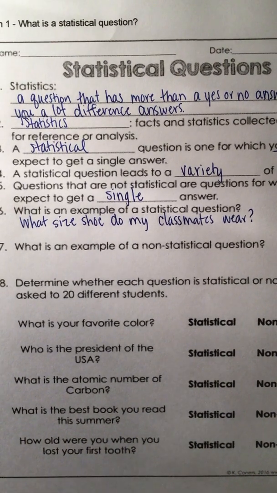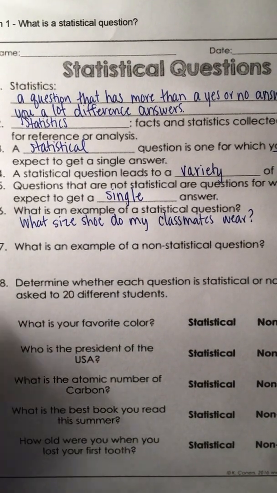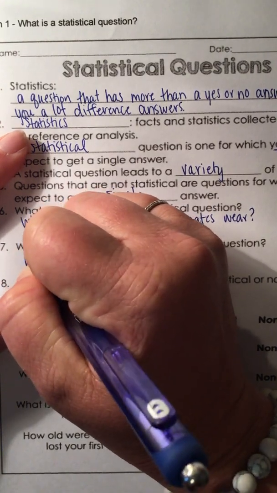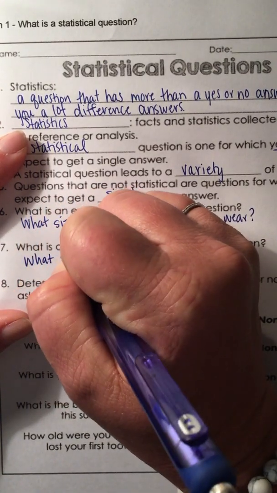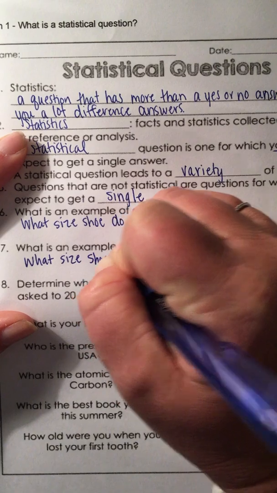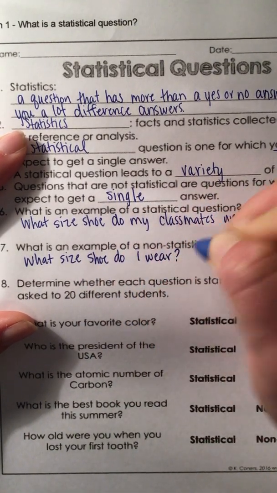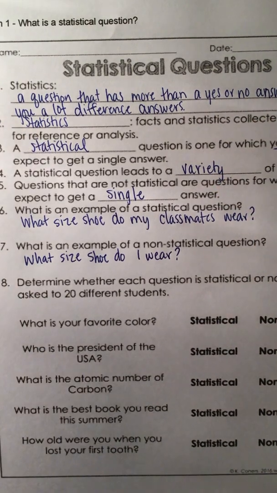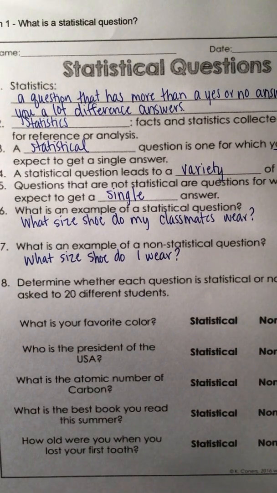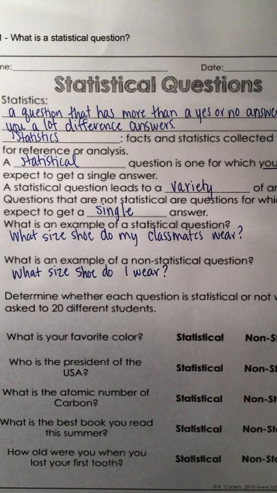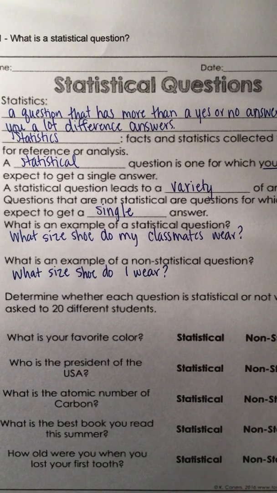So then what is an example of a non-statistical question? It would just be, what size shoe do I wear? Okay, because my answer is going to be the same. So I'm going to give you a minute to get that down before we move on to number 8.